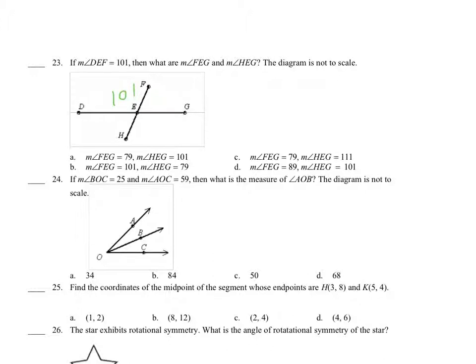What are the measures of FEG and HEG? Well, HEG is a vertical angle, so it's congruent, and HEG is 101 degrees. It's not going to be this, it's not going to be that, so it's either A or D. Well, angle FEG, this angle right here, it's a linear pair.